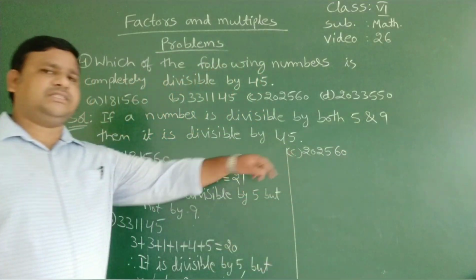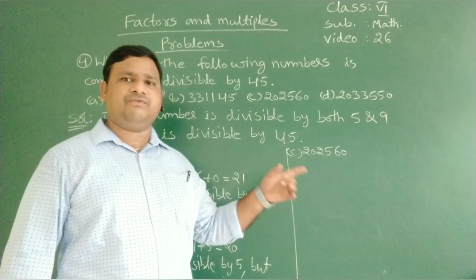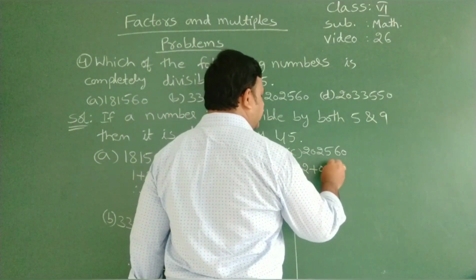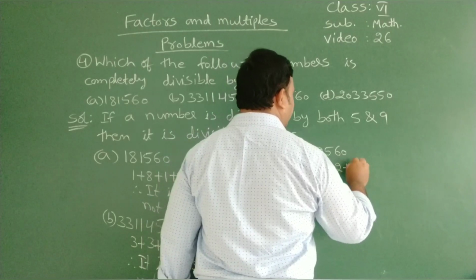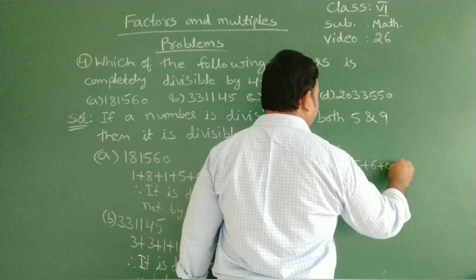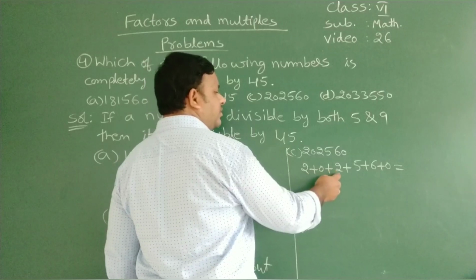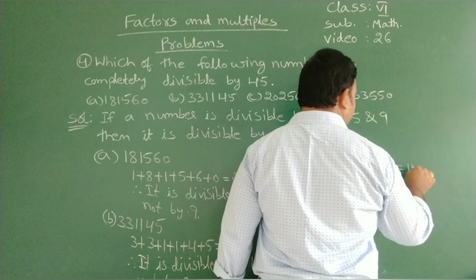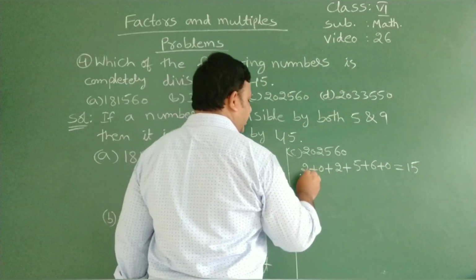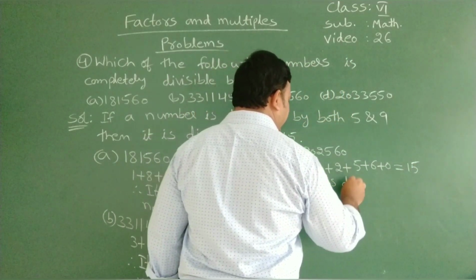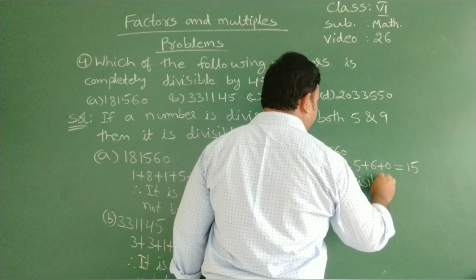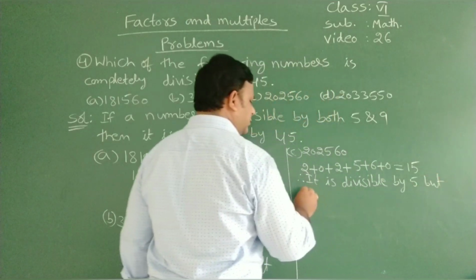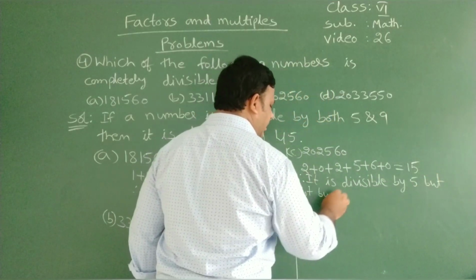Here also the units place is 0, so it is divisible by 5. But is it divisible by 9 or not? Let us check. 2 plus 0 plus 2 plus 5 plus 6 plus 0 is equal to 2 plus 2 is 4, 4 plus 5 is 9, 9 plus 6 is 15. So therefore it is divisible by 5 but not by 9.